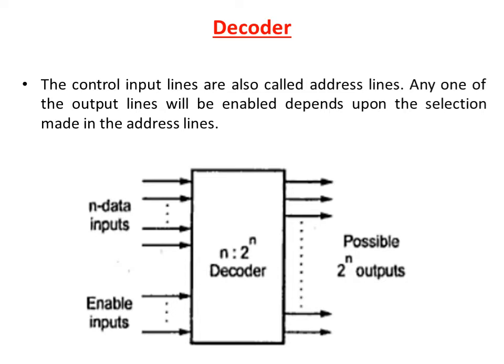Here this is the block diagram representation of the decoder. We will represent n to 2 power n decoder. From here itself we can see the input has less number of bits and the output has 2 power n number of bits. These input lines are also called address lines. Then any one of the output lines will be enabled depending on the selection made in the address lines. And the enable inputs are optional.